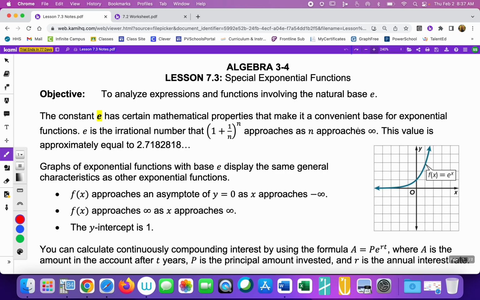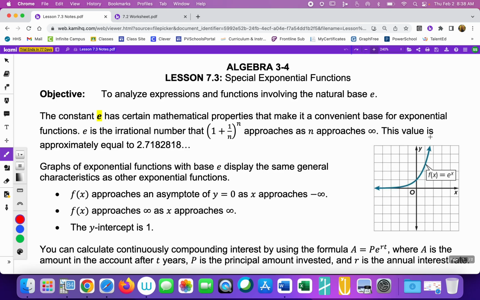So it's a similar formula. It's actually just a little bit simpler. All right, but it's going to be compounded continuously. So you're going to see the word continuously instead of monthly, quarterly, annually, semi-annually. So this value is equal to an irrational number decimal, 2.7182818, and then it keeps going with no particular pattern.